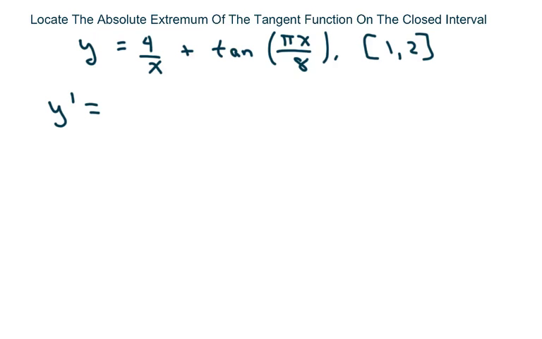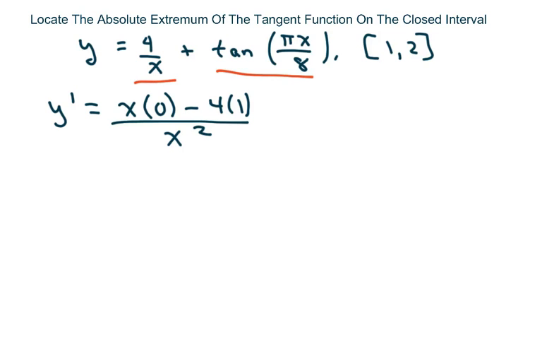So use my quotient rule and write x times the derivative of the numerator, which is 0, minus my numerator times the derivative of the denominator, all over the denominator squared. So that's this part. Now take the derivative of tangent, which is secant.